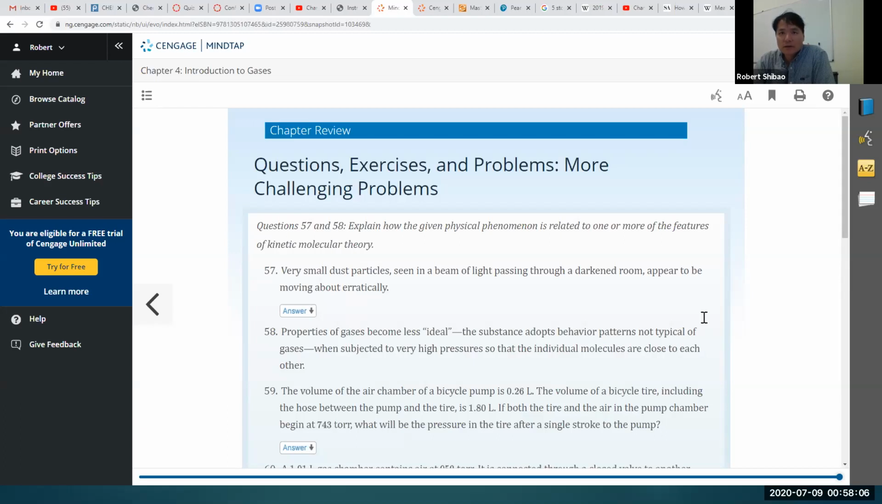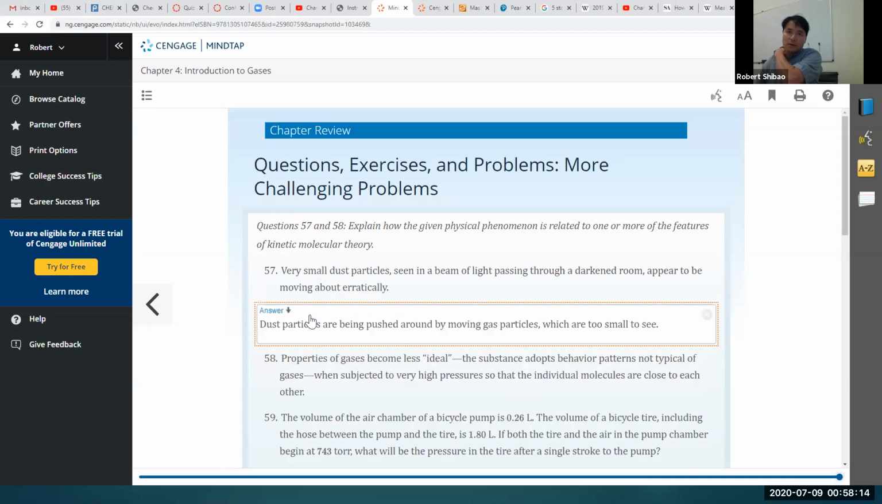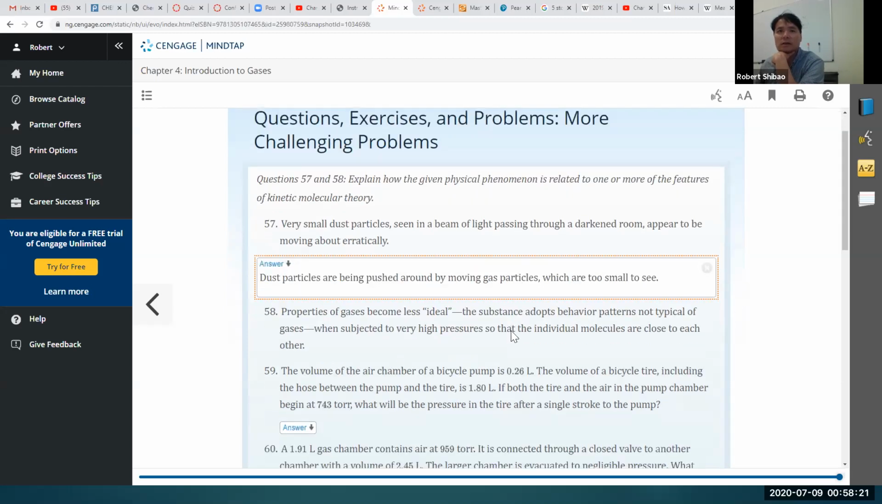Very small dust particles seen in a beam of light passing through a darkened room appear to move erratically. That's kinetic molecular theory. The molecules are colliding with the dust, causing them to be pushed around. Molecules you can't see, so there are invisible collisions there.